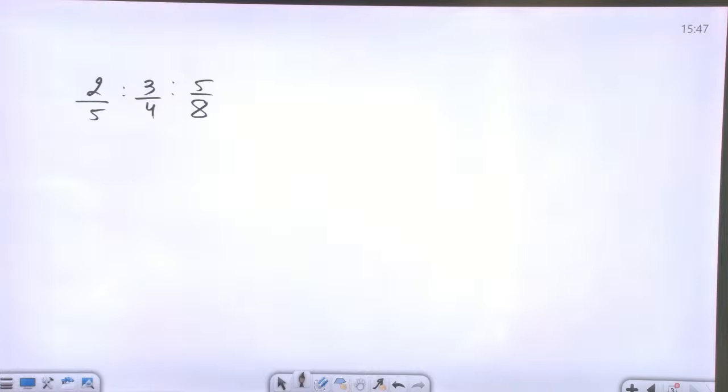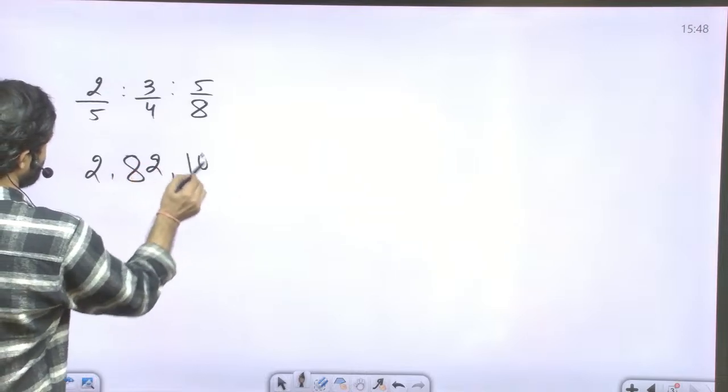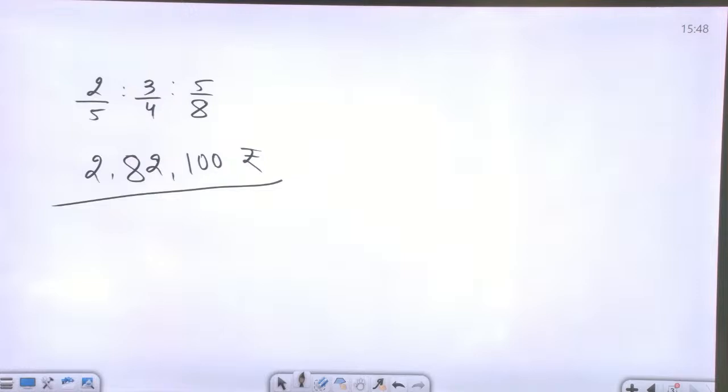What is the share of B in the total profit of 2,82,100 rupees? This question was asked in SSC CPO 2019.